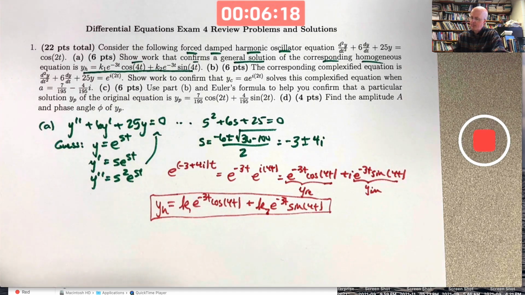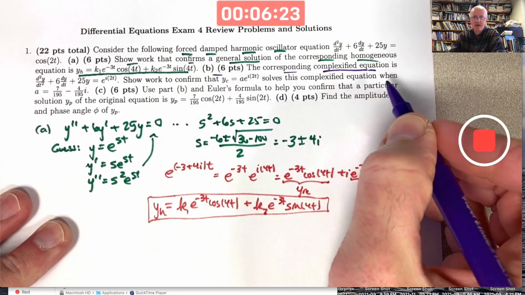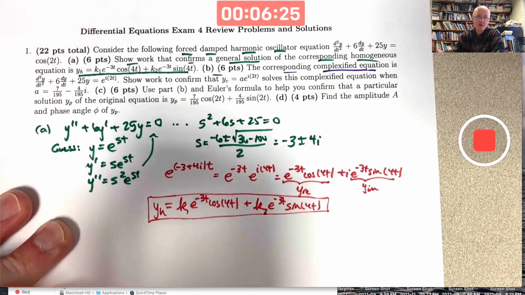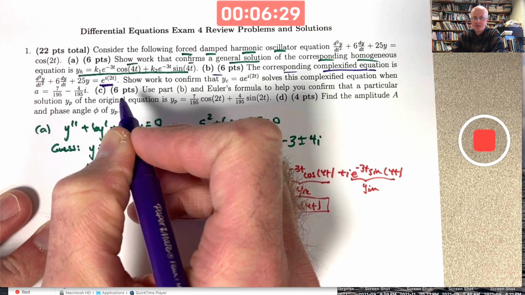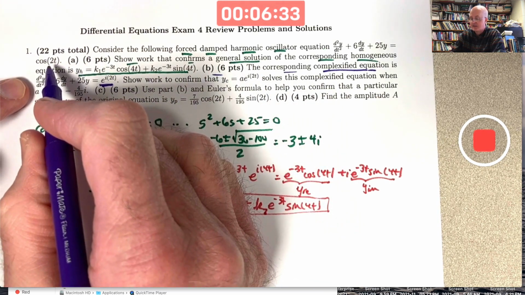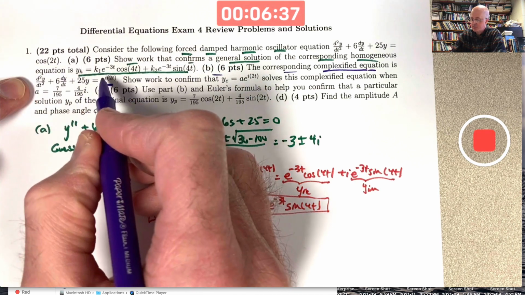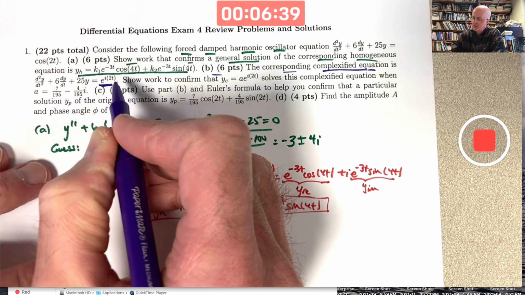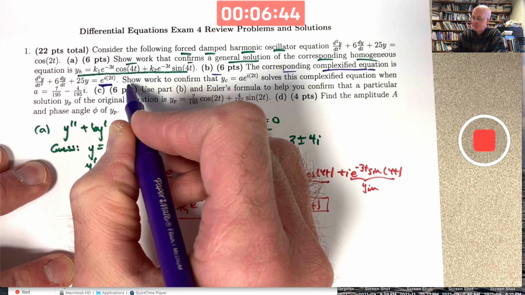On to part B. Part B, the corresponding complexified equation is a forced equation, non-homogeneous, where the right-hand side is e to the i times, well, in this case, 2t power to match the 2t right there in this forcing function. If this was cosine of 3t, then I'd put a 3t there instead. Once again, I'm telling them the answer to save time, to save work for me in grading.